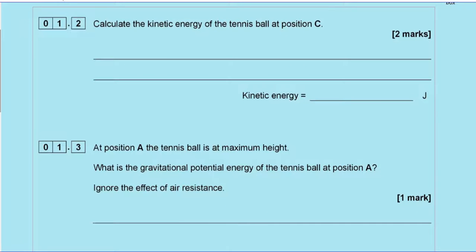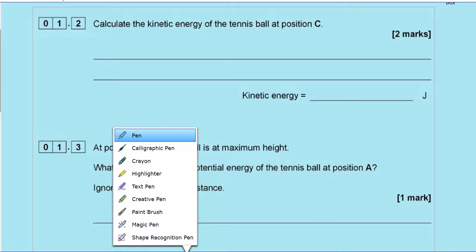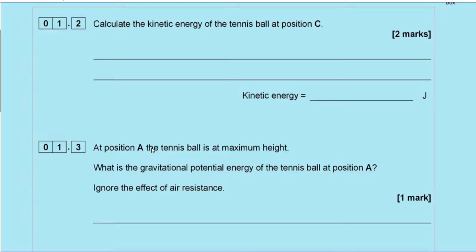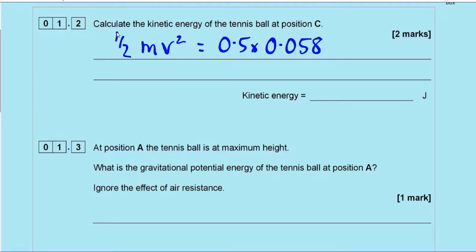Moving on to the second part of the question, we've now got to use that equation to calculate the kinetic energy of the tennis ball. So remember what we had there was 1/2 mass times speed squared. So 1/2 mass speed squared, and now all we need to do is to substitute in what we had before. So 0.5 is 1/2, the mass of the ball was 0.058 kilograms, and the speed it left the hand with was 5 meters per second.